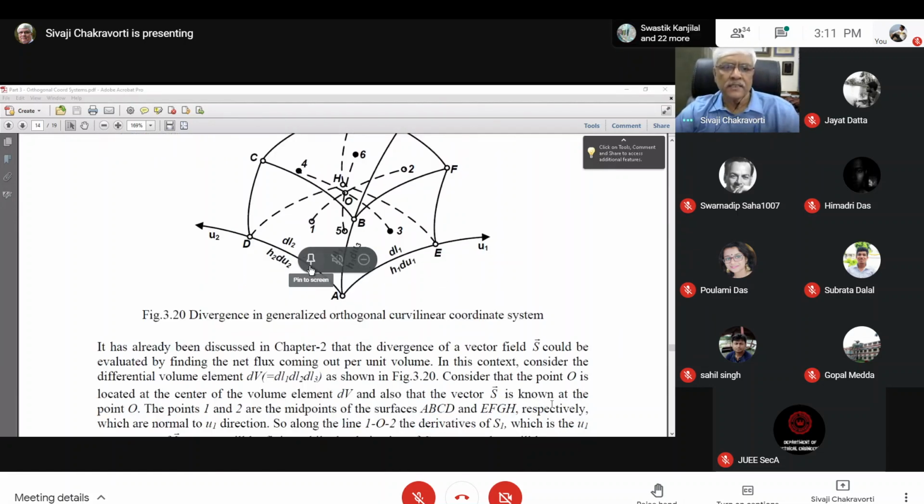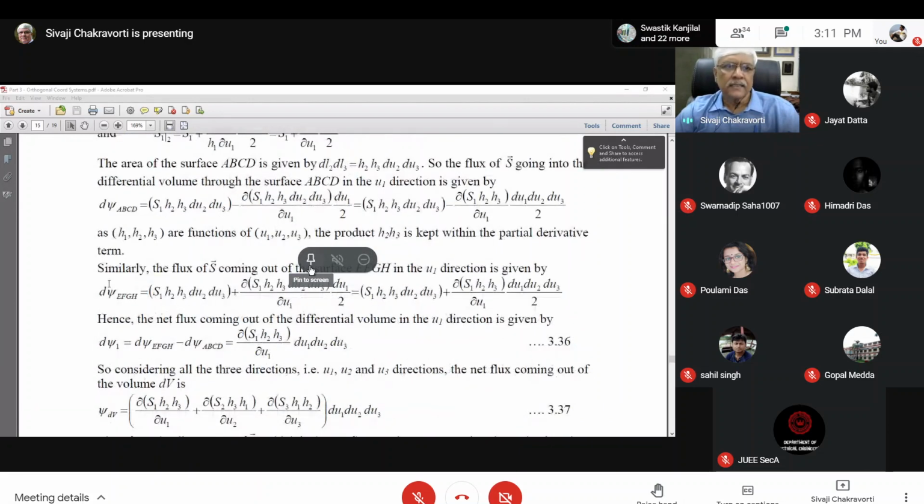So it comes here. See, S1 into area minus del of S1 into area.